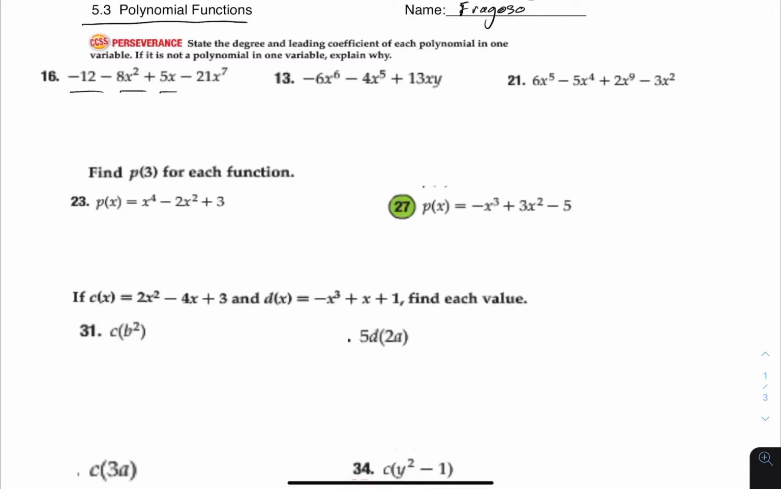You see only one variable, and the degree would be x to the 7, the highest power. The leading coefficient is the number in front of that, so negative 21.